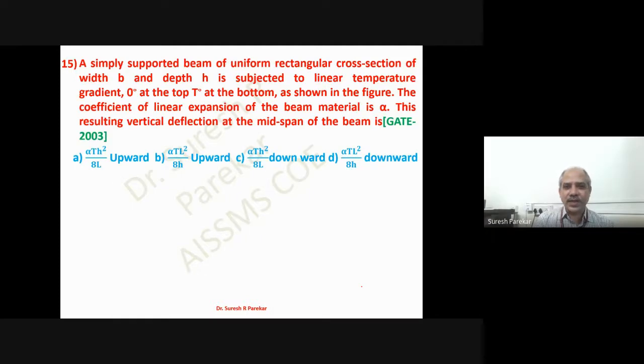Then we have simply supported. So just we have seen this will be alpha T L square upon 8H downward. Just we have solved the problem.